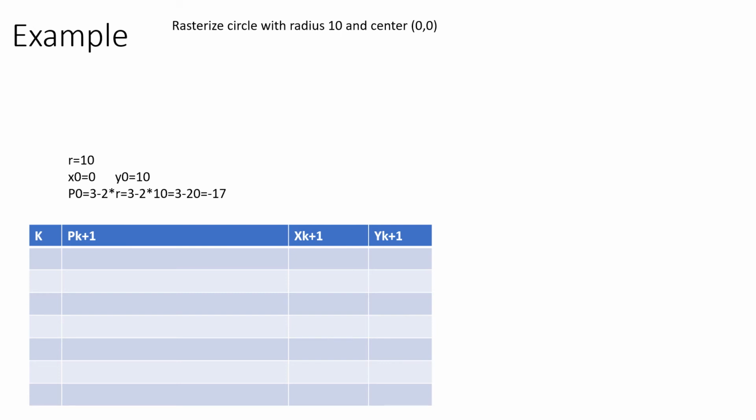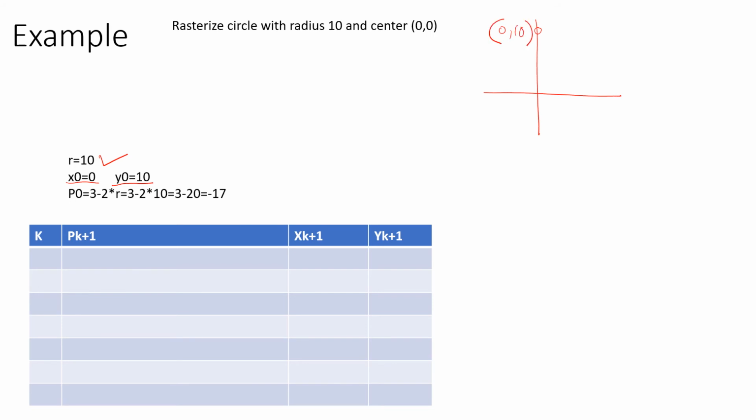Let us understand how we can rasterize a circle with radius 10 and center 0, 0. We are given the value of the radius as 10. The first point is 0, comma 10. So we'll be performing the calculation along the first octant, and we have the first point as 0, comma 10.